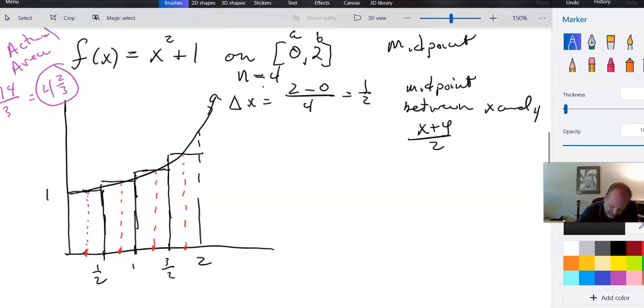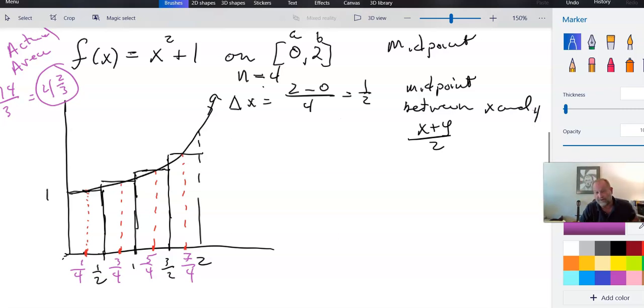So the first one, the average between 0 and 1/2 is 1/4. So our first evaluation point is at 1/4. Our second one is halfway between 1/2 and 1, which is 3/4. Between 1 and 3/2 is 5/4. And lastly, between 3/2 and 2 is 7/4. Notice once you find the first one, you just keep adding 2 to the numerator, 2/4, which is 1/2.